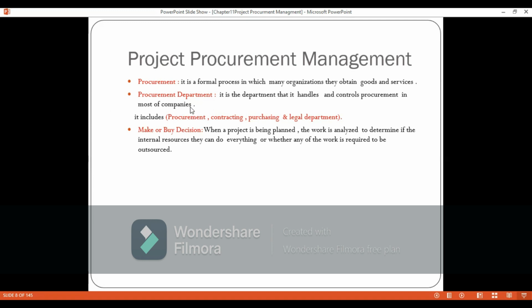So it includes procurement, contracting, purchase, and the legal department. Those are the phases which fall under procurement, contracting, purchase, and the legal department. So the decisions are taken when we have a certain project. For example, let's say we need to customize an ERP system.